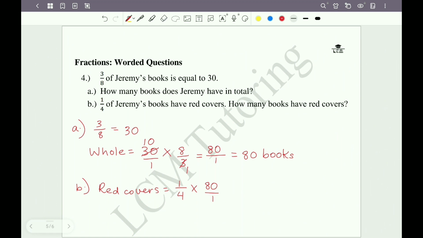So 1/4 of 80, right? We can cancel. 4 into 4 is 1. 4 into 80 is 20, right? 1 times 20 is 20 over 1 times 1, which is 1. So 20/1 is, of course, 20 books. So that means that 20 of Jeremy's books have red covers. And that's your answer for question 4. Let's move on to question 5.